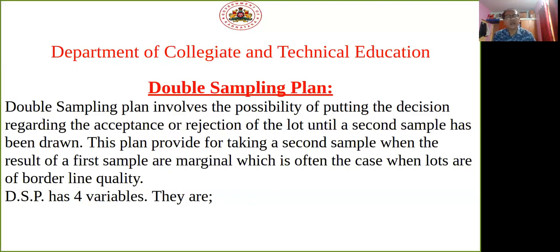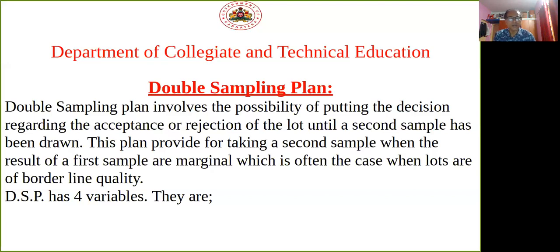Now we have to study the double sampling plan. So what exactly is the double sampling plan? The name itself indicates that a double sampling plan is a plan where we are going to take two samples from the lot. A double sampling plan involves the possibility of putting off the decision regarding the acceptance or rejection of the lot until a second sample has been drawn. This plan provides for making a second sample when the results of the first sample are marginal, which is often the case when the lots are of borderline quality.